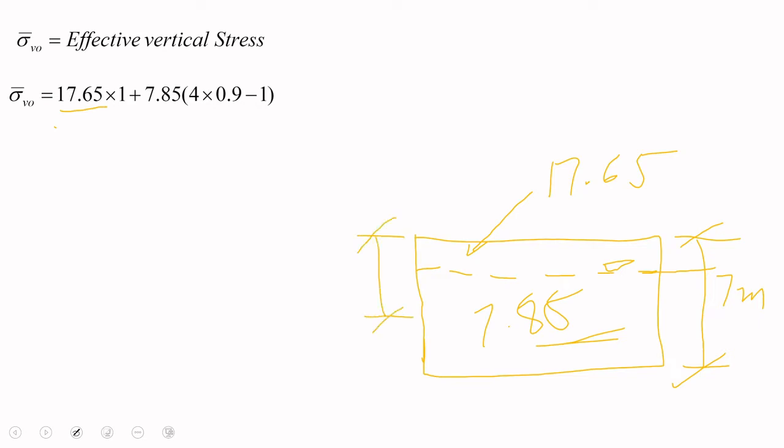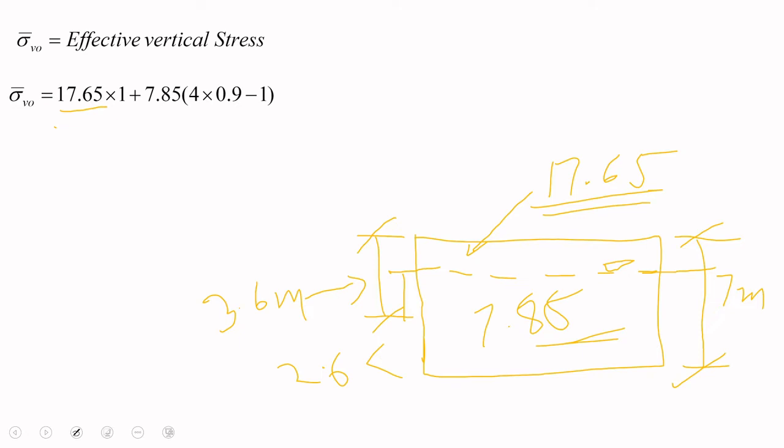Just we have to get that value. This is 3.6 meter. So from 3.6 meter, 1 meter is having a density of that soil, 17.6. Remaining depth is nothing but 2.6 meter, just because of 1 meter we have to reduce. Okay, so 17.6 into 1 plus 7.85. You can see this is 7.85.